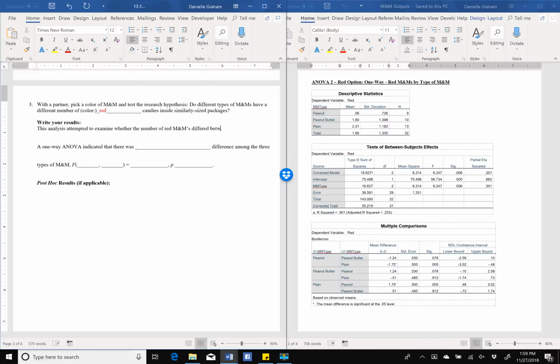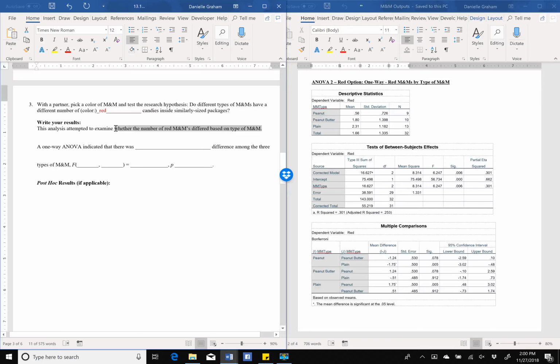differed based on type of M&M, right? So actually we could use this kind of example: do different types of M&Ms have different numbers of red candies inside? We could say something like, we attempted to examine whether different types of M&Ms have different numbers of red candies inside them, right? Any statement that gets at this idea is just how you complete that first part.